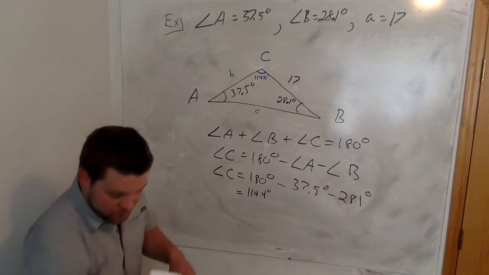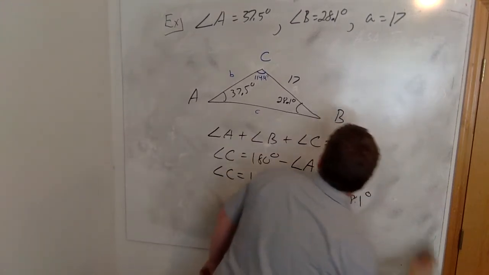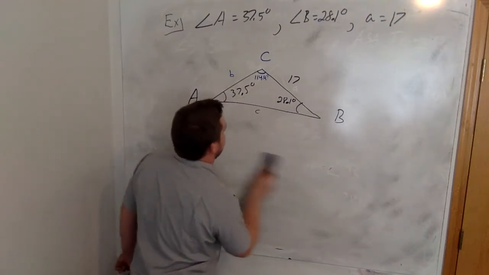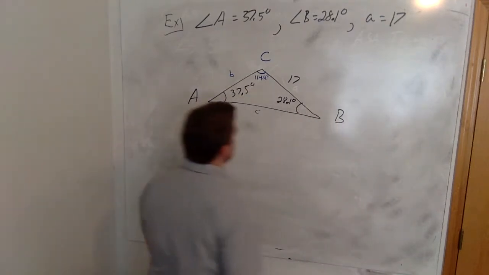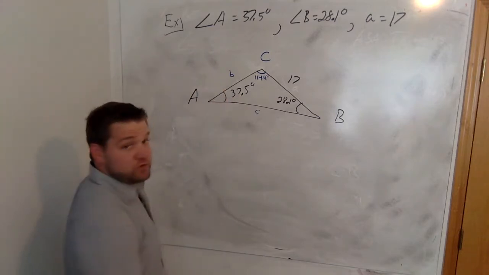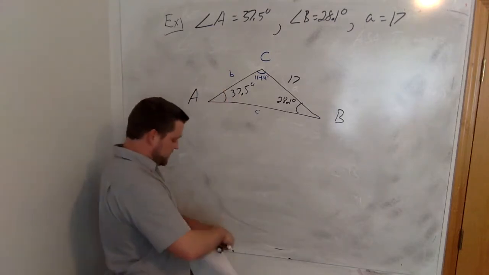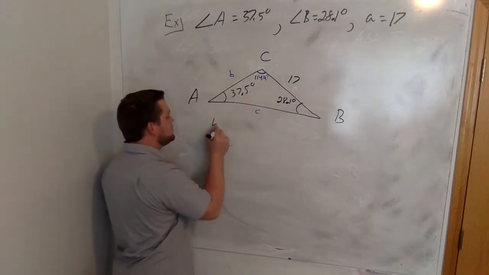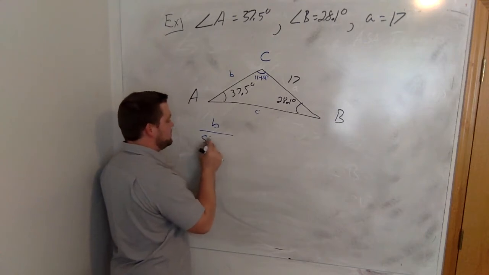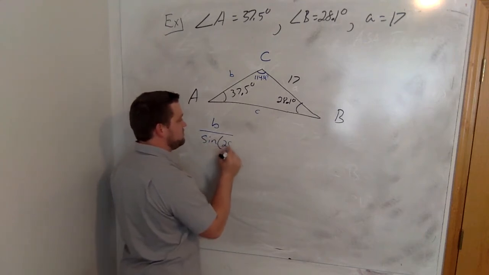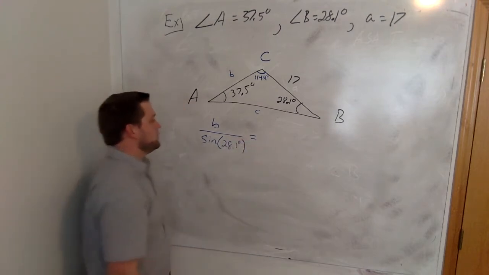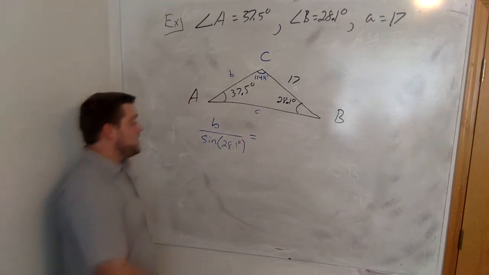Okay, sweet. All right, so the next thing we need to figure out is side length B and side length C. For right now, let's see if we can find side length B here. If we're using the law of sines, what we would have is B divided by the sine of angle B, which is 28.1 degrees.